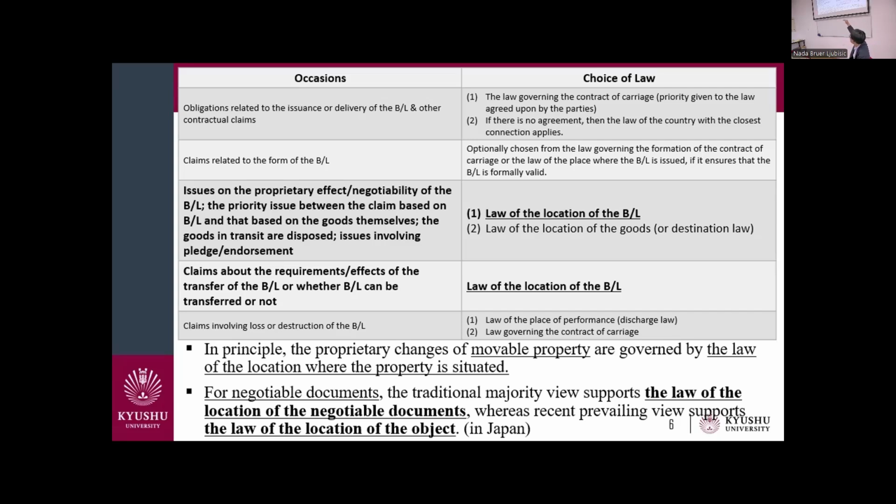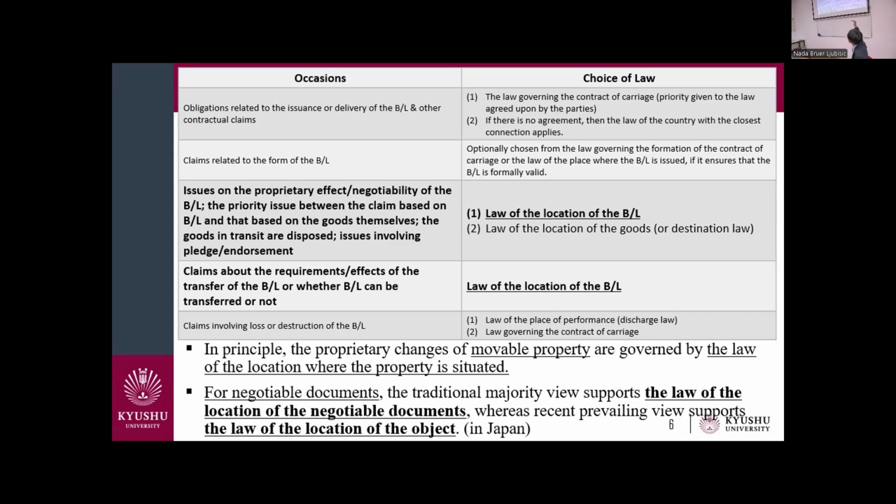And another occasion is related to property-related claims, such as claims about the requirements or effects of the transfer of the bill of lading, or whether a bill of lading can be transferred or not. In such a case, the law of the location of the bill of lading is likely to be the law applicable to such a dispute.